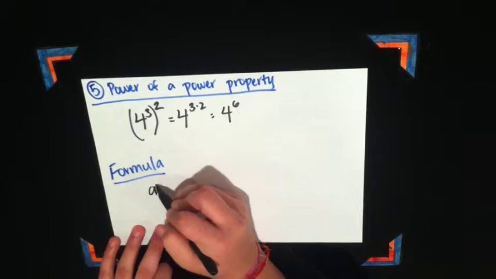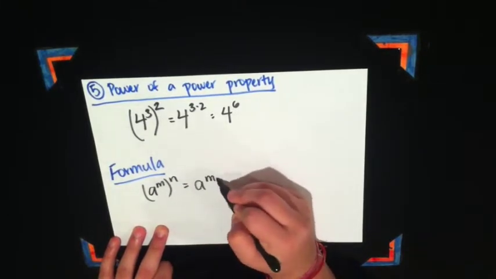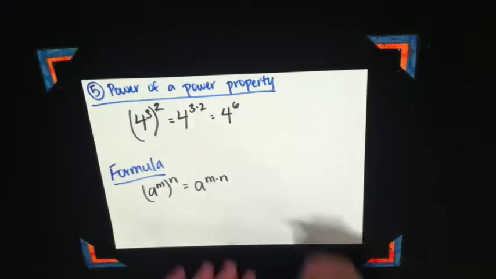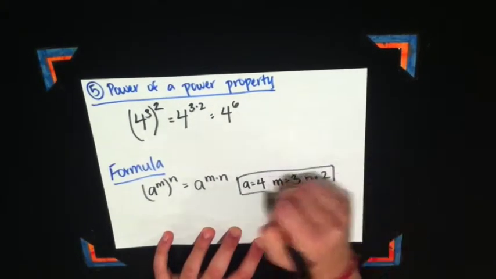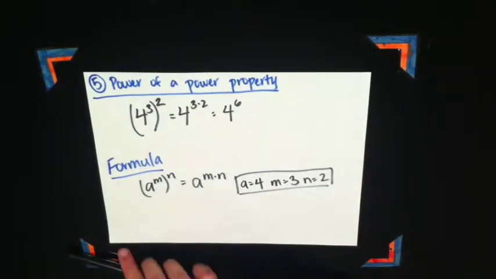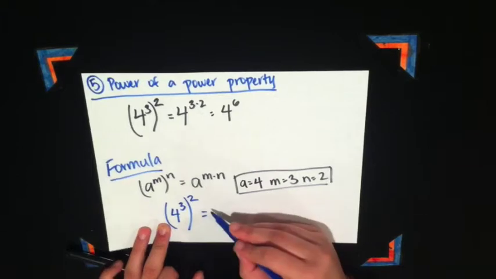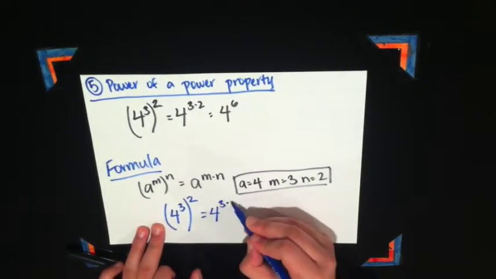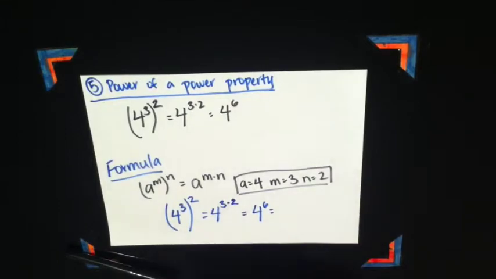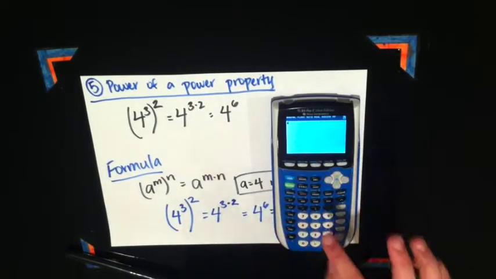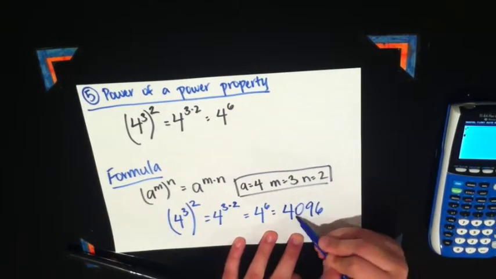(a^m)^n = a^(m·n). Now, let me lay this out for you. a = 4, m = 3, n = 2. So (4^3)^2 = 4^(3·2) = 4^6. Now, let me show you on the calculator. 4 to the 6th power equals 4096.